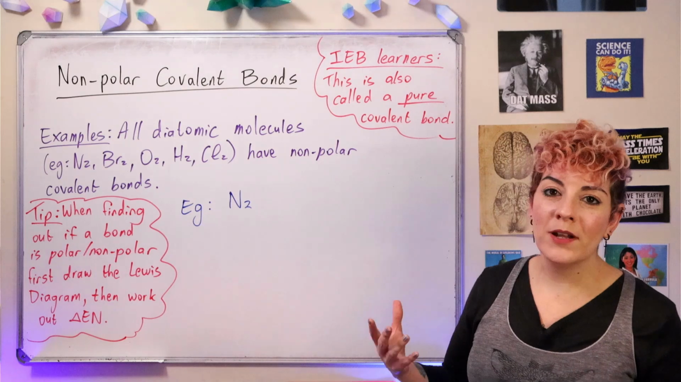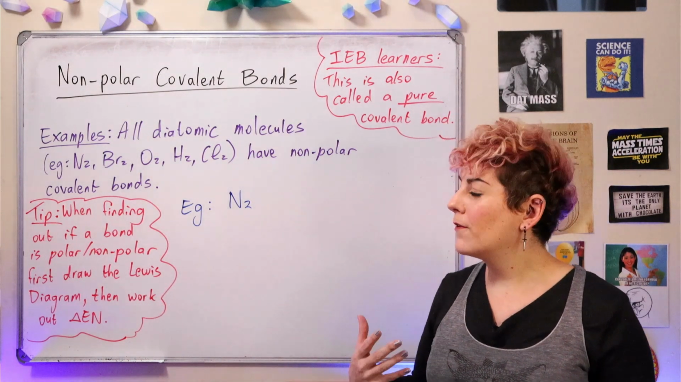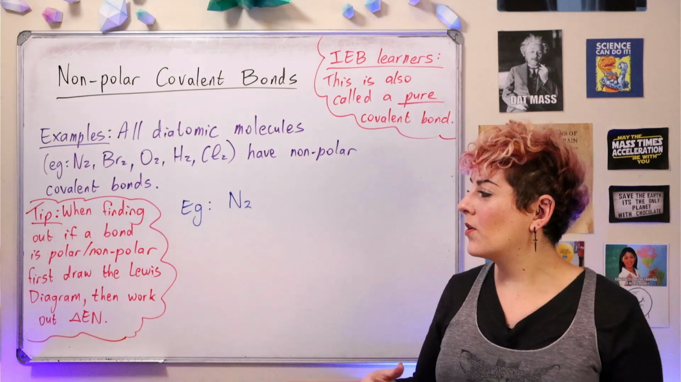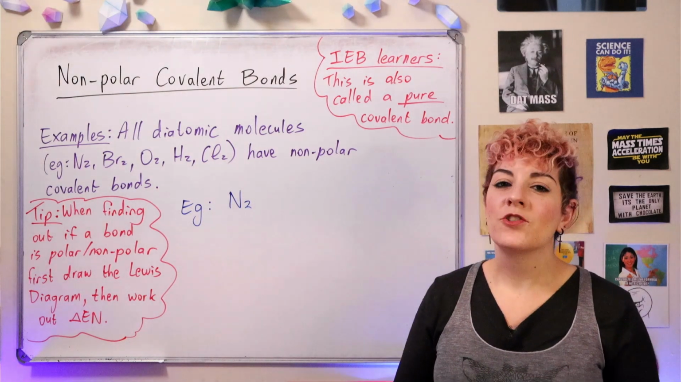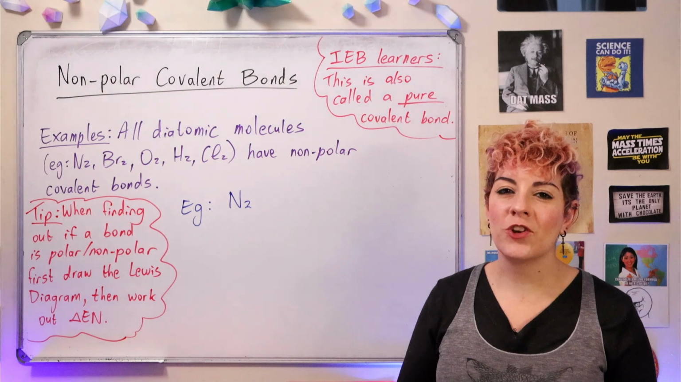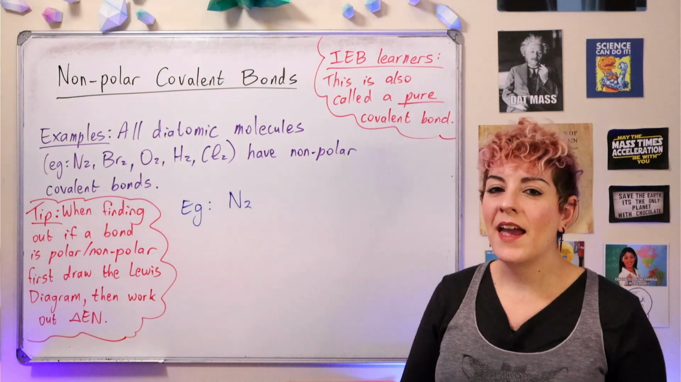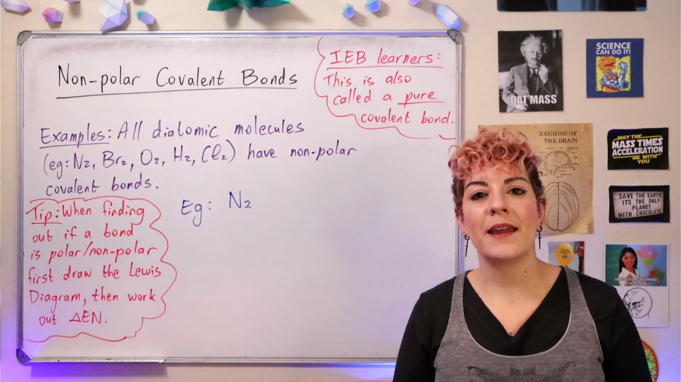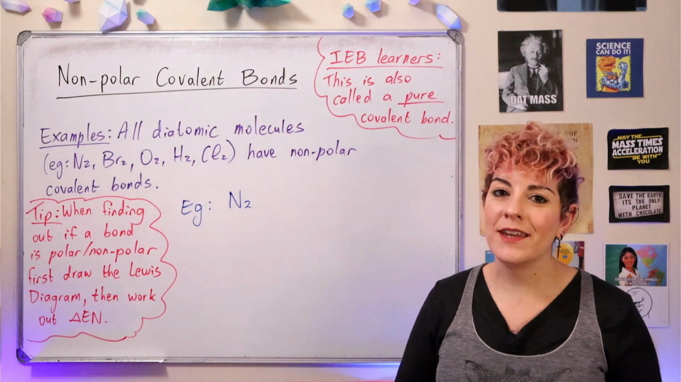Now, before we look at an example, I've just given a tip here in red that when you are finding out if a bond is polar or non-polar, you should first draw the Lewis diagram. So the Lewis diagram, please make sure you know how to draw those. They're often asked for marks in tests and exams. And here it will be a useful place for us to label our electronegativity values for each atom.